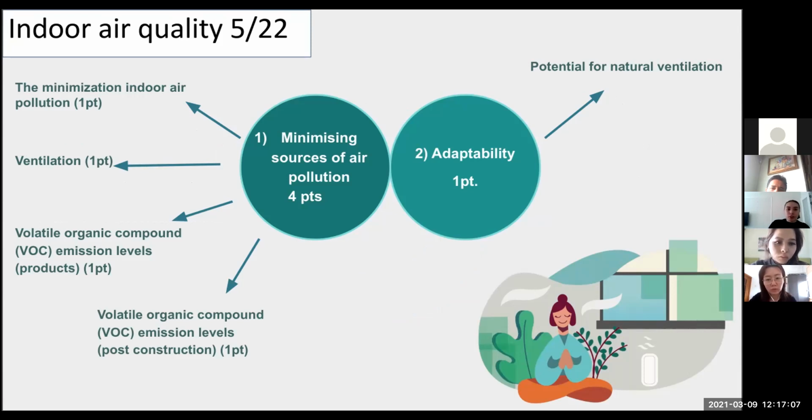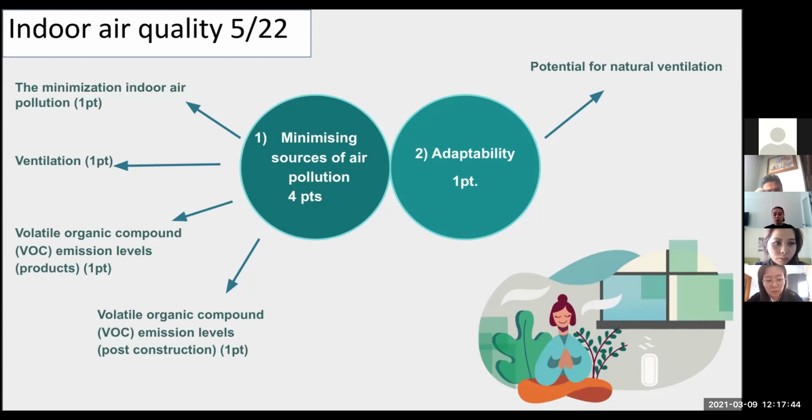The first indicator is minimization of indoor air pollution. So we can minimize our pollution by removal of contaminant sources, testing and analysis of our buildings, and then implementing the new requirements and maintaining indoor air quality. The second is ventilation, 1 point. We use ventilation to provide fresh air into the buildings in accordance with the criteria.